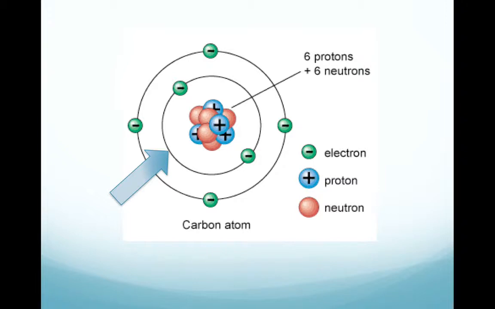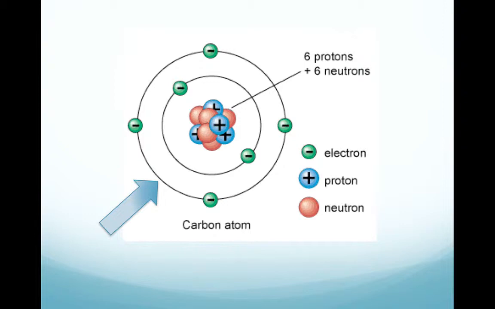So the carbon atom here has just 2 shells, because the total number of electrons it has is 2 for the inner shell and 4 for the outer shell. But if you have an atom that has more electrons, you can continue to add shells after the first and the second one. But after that first one, the rest can only hold up to 8.